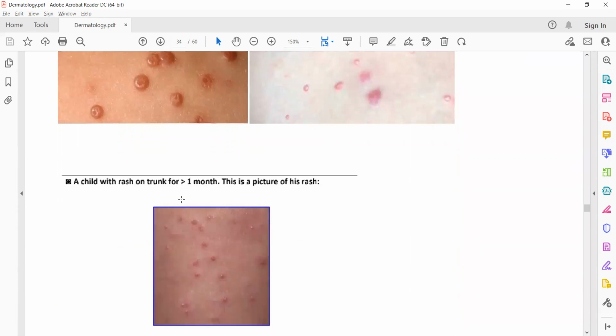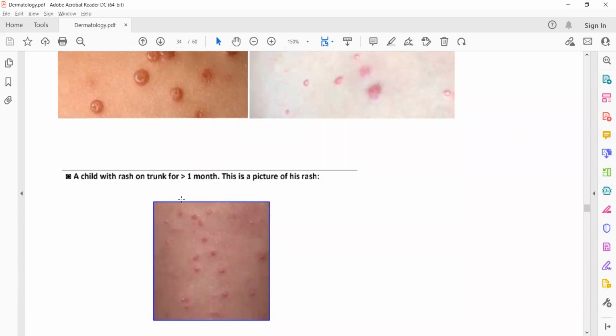So a child with a rash on the trunk for more than 1 month. This is the picture of his rash. Remember that there are usually 2 to 3 questions from dermatology that consist of pictures. So it's important to remember 1 or 2 differentiating features of different rashes, and also the appearance of different rashes, and the location of the rashes as well.